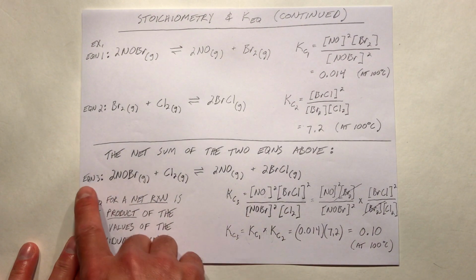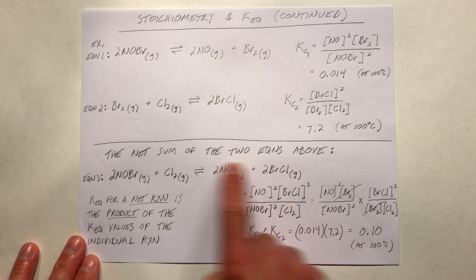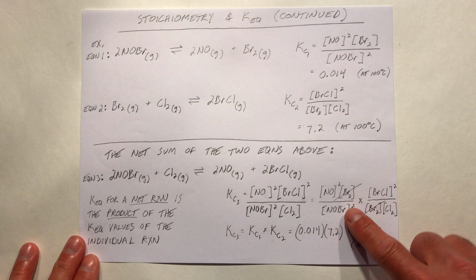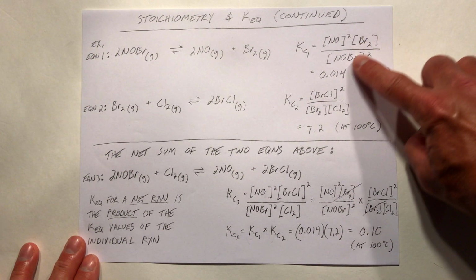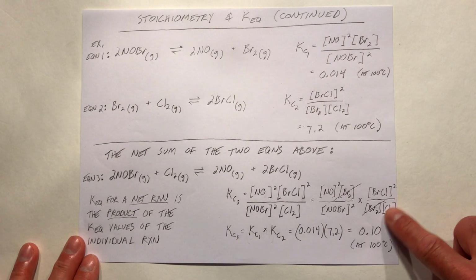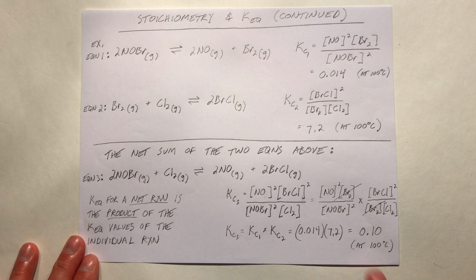So now for this third equation, that's a net sum of these two equations, we get a Kc value that's equal to this. Notice that's the same as if you took this Kc for equation 1, and this Kc for equation 2, and multiplied them together. Then we'd see the concentration of the Br2s cancel out.